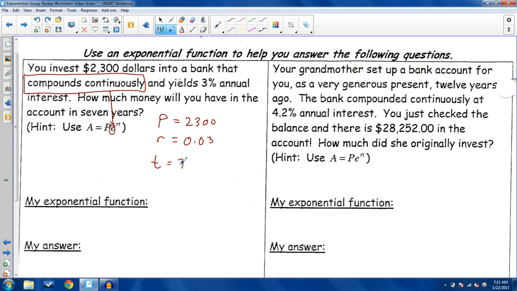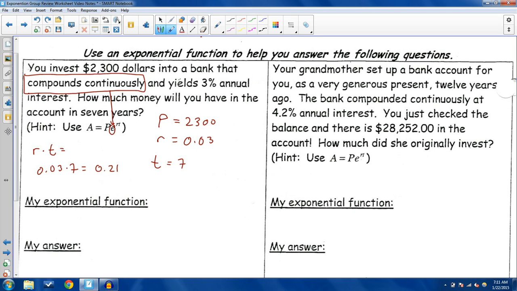How much money will you have in 7 years? So after 7 years, what happens? Basically, what it's wondering is what is your interest after 7 years? So let's do that first. I'm going to do r times t, which is 0.03 times 7, which is 0.21. Your interest after 7 years has risen to 0.21.